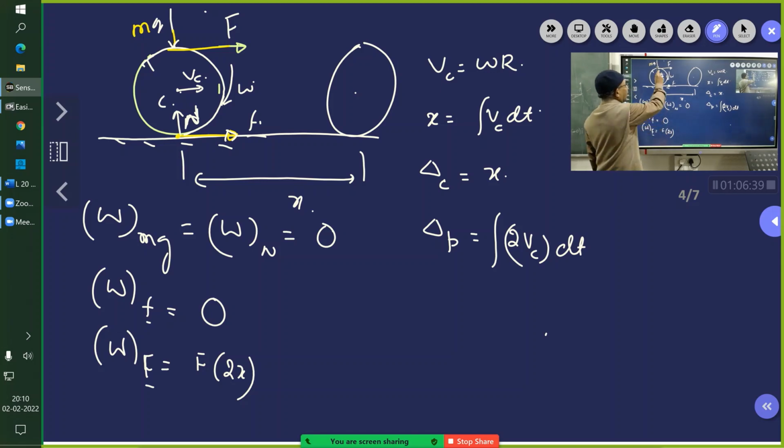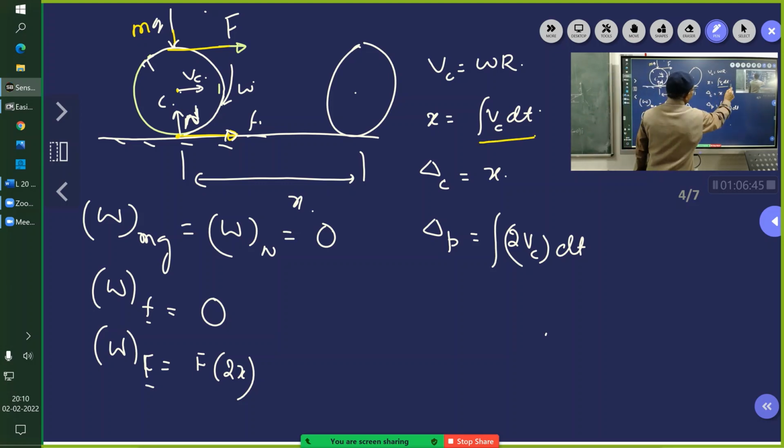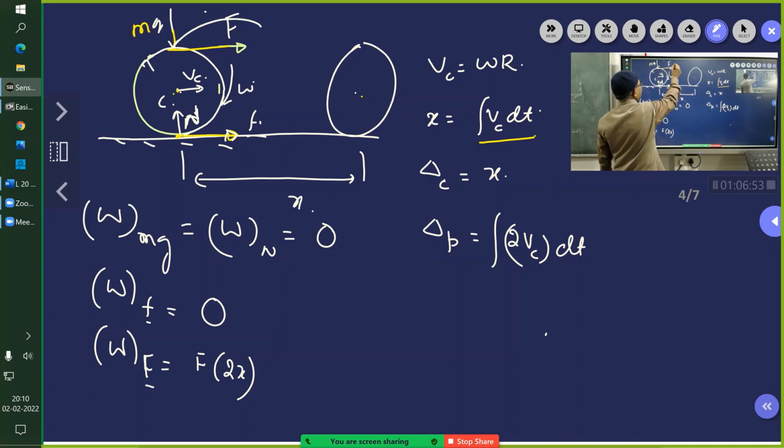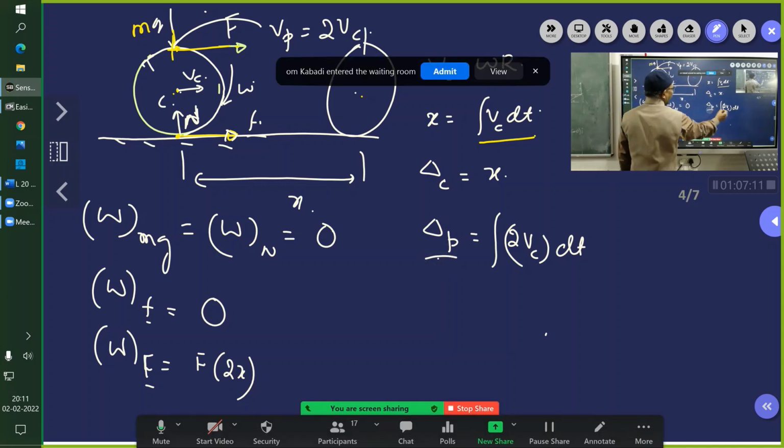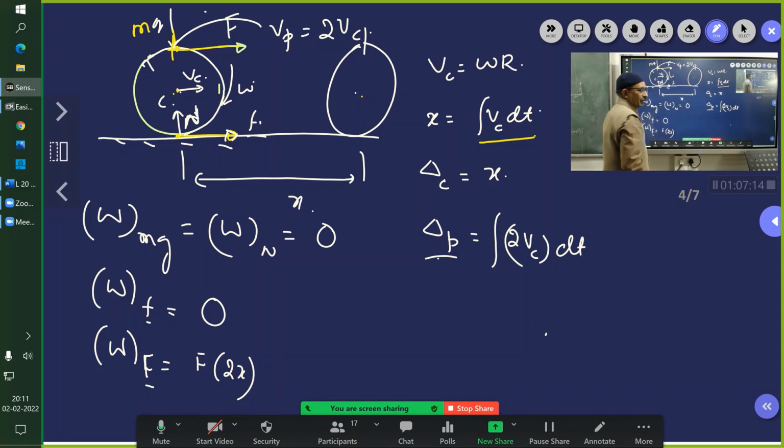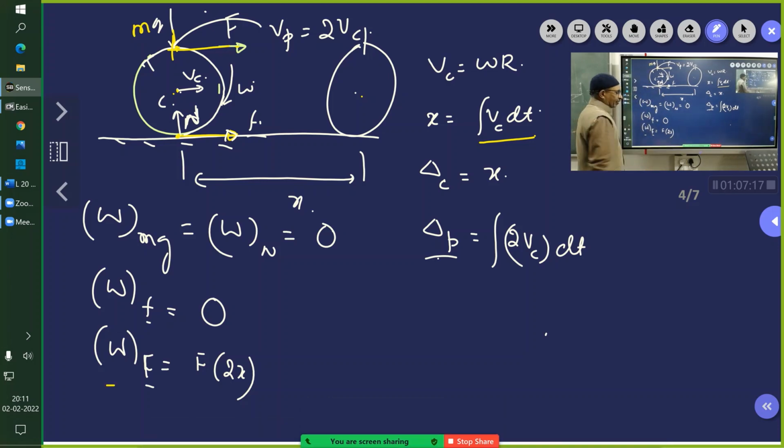Now here you see the distance moved is Vc into dt, which will give you x. Then the velocity at this point, Vp, will be equal to 2Vc. And therefore the distance moved, the work done by this force F, will not be x. The displacement here, delta P, will be equal to 2Vc into dt. So therefore the work done by F will be F into 2x.